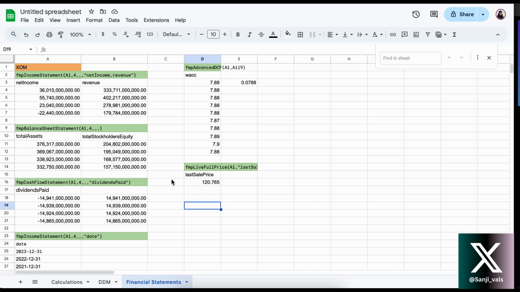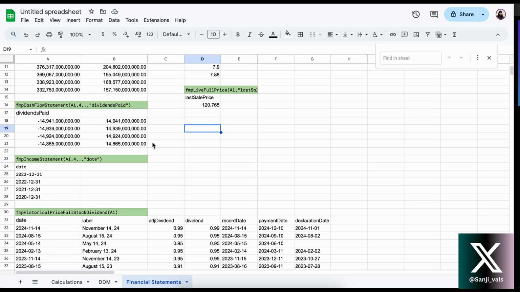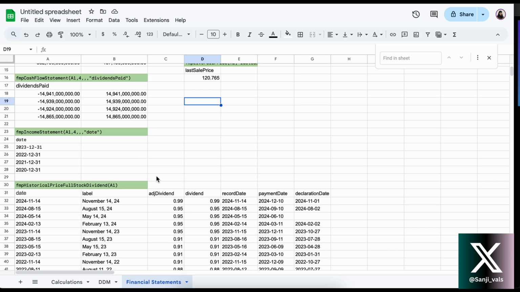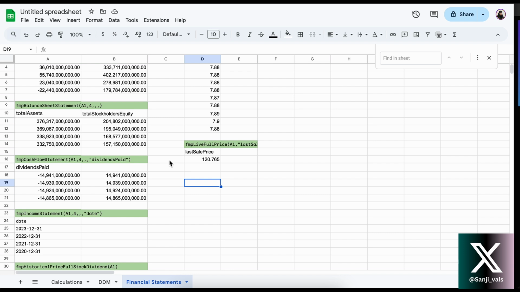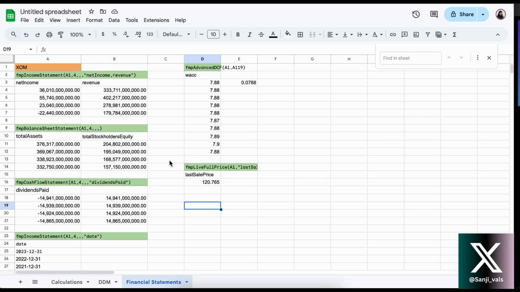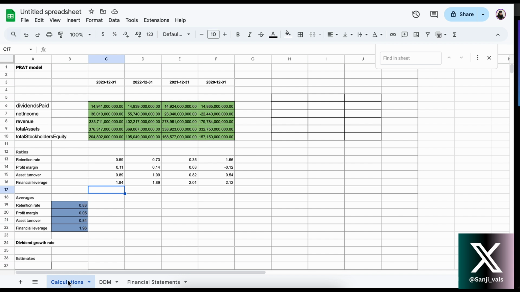So that's basically it. You need the income statement, you need the balance sheet, you need data from cash flow statement. Also, we extracted some dates. You need the dividend payment information, you need the weighted average cost of capital, and the last share price. So once you download everything, now you can go to the calculation section.